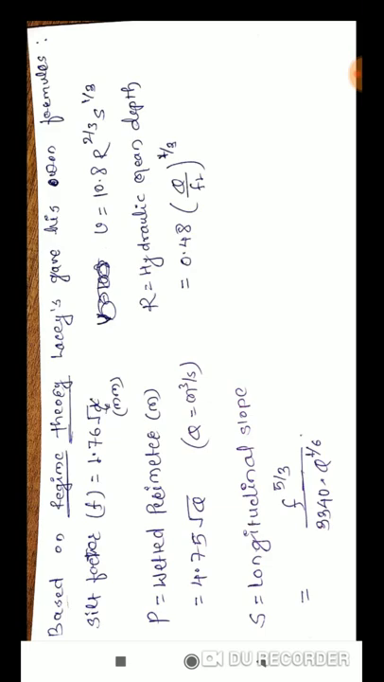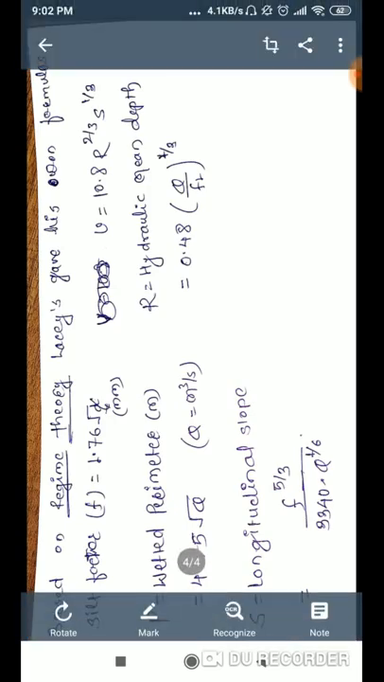He also defined the velocity, V is equal to 10.8 into R to the power 2/3 S raised to the power 1/3. Many state level exams ask this formula. Then R, the hydraulic mean depth, is equal to 0.48 into (Q by f) raised to the power 1/3. And he also gave his own formula for longitudinal slope calculation, that is S is equal to f raised to the 5 by 3 upon 3340 Q raised to the power 1 by 6.